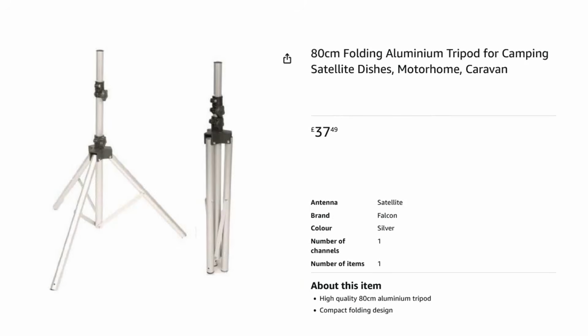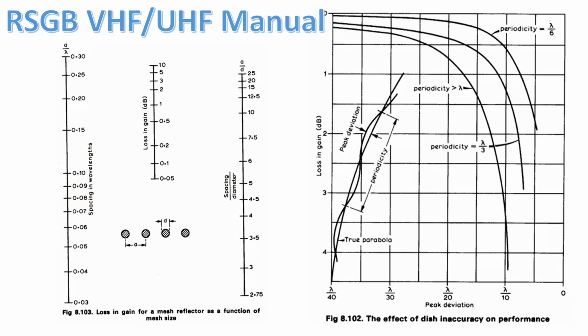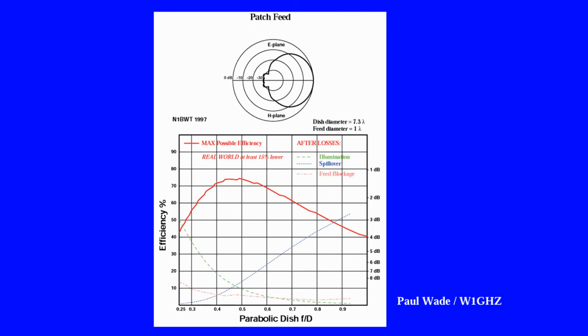You could use a pole, or you could just buy one of these satellite tripods, which is what's currently recommended in the Scope in the Box project. And again, sort of £38. Let's ignore that. Okay. Right. So that's the hardware.